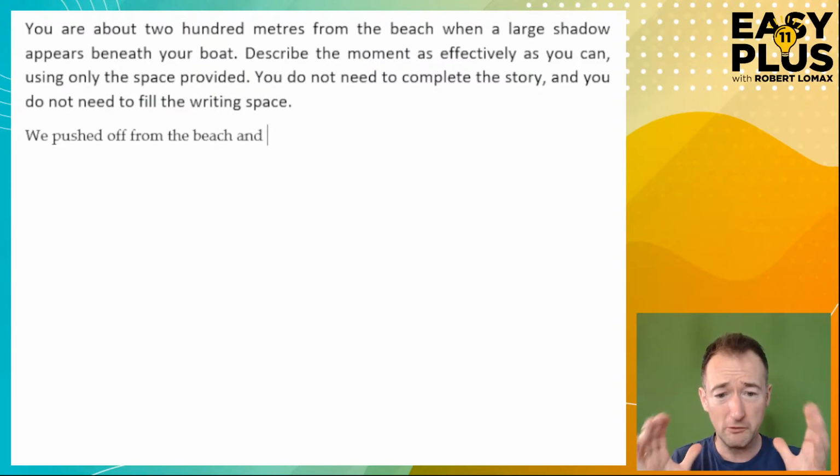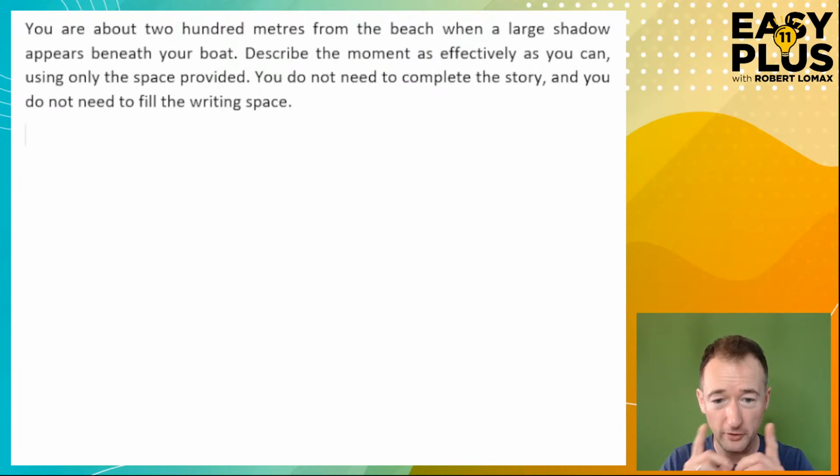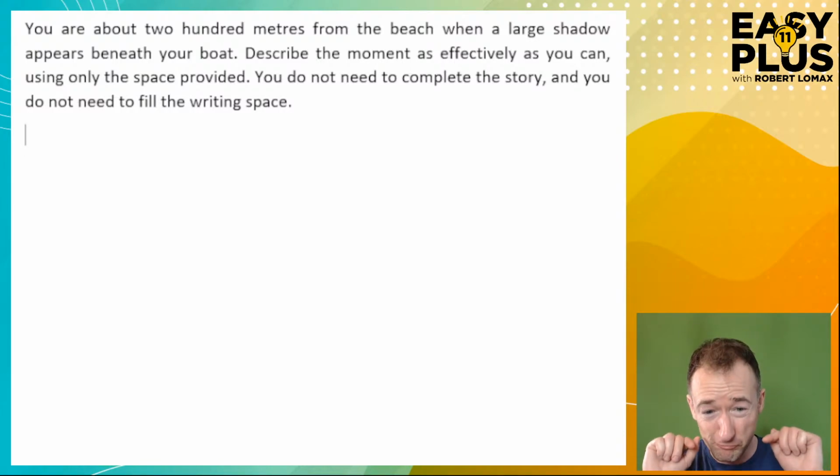You have a very, very limited space in which to write about a large shadow appearing beneath your boat. Just write about this. Get absolutely into the heart of this. If there's one thing you take away from today's lesson, this is probably the most important thing. If you're writing a book, you can do whatever you want as long as you can find someone to publish it. But when you're doing a short task for an exam like this, get right into things.